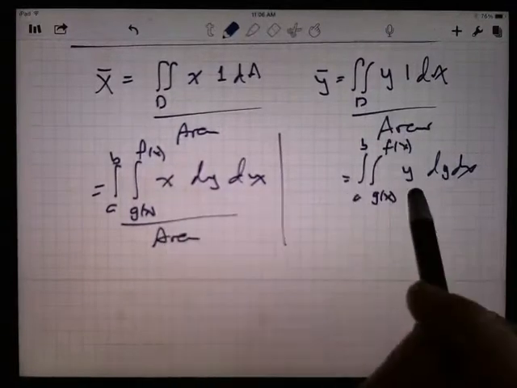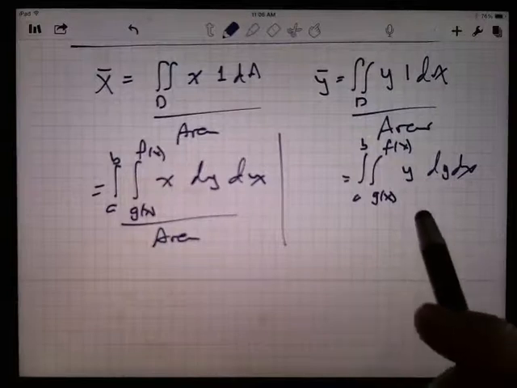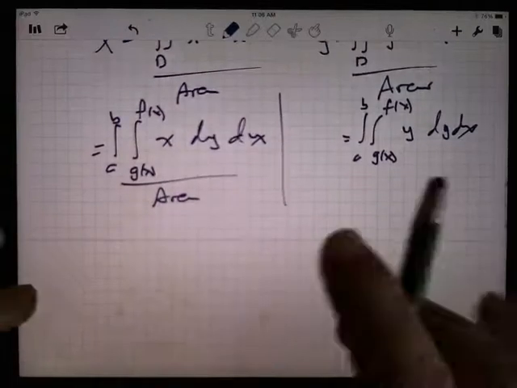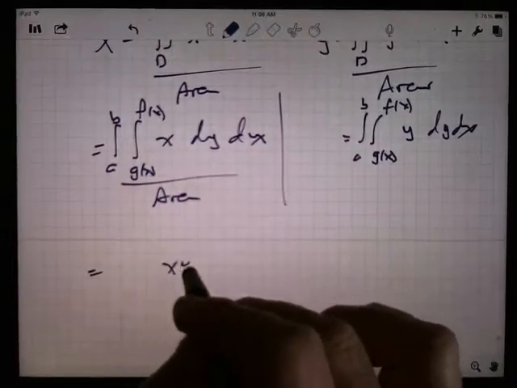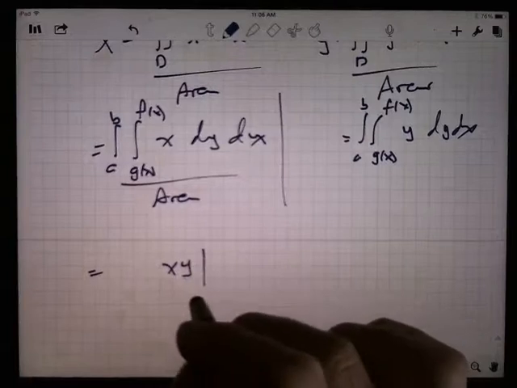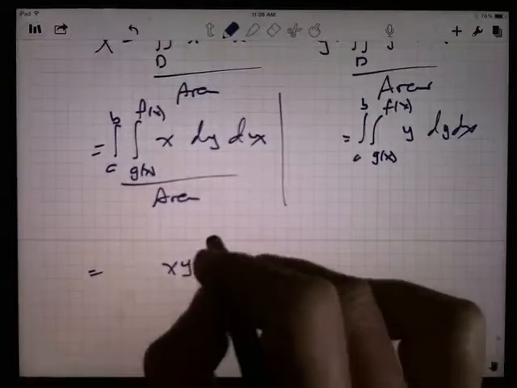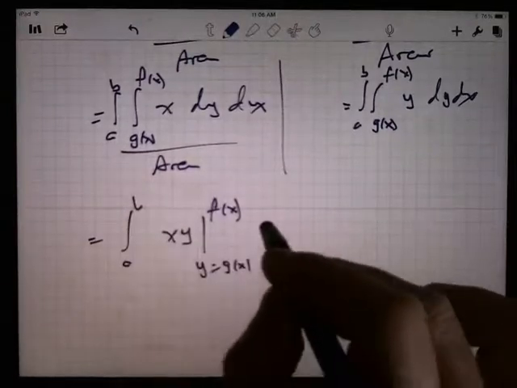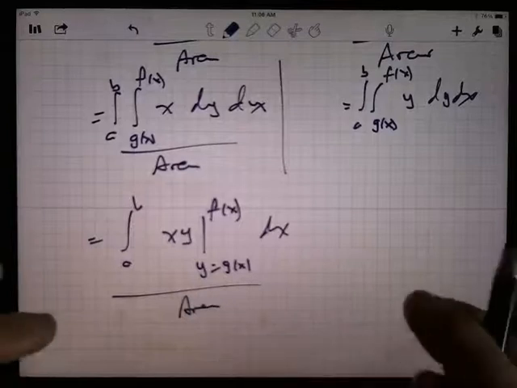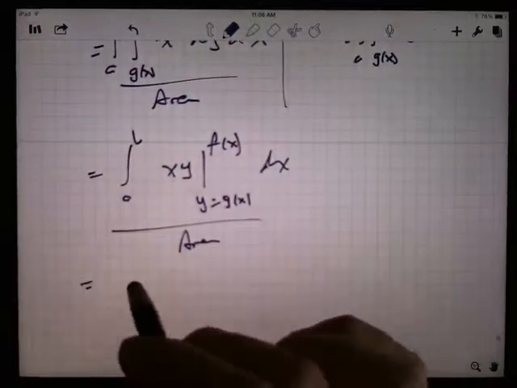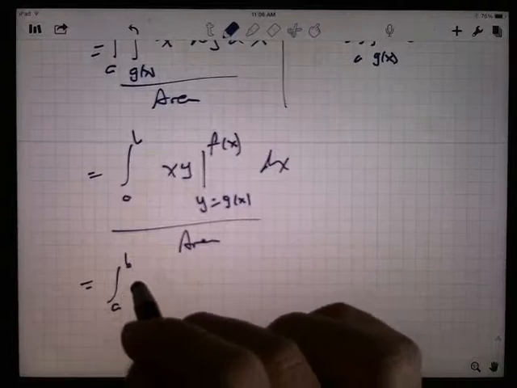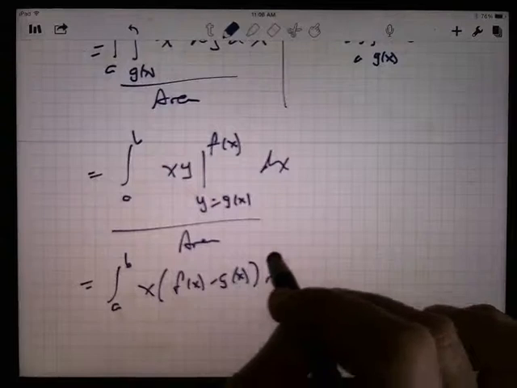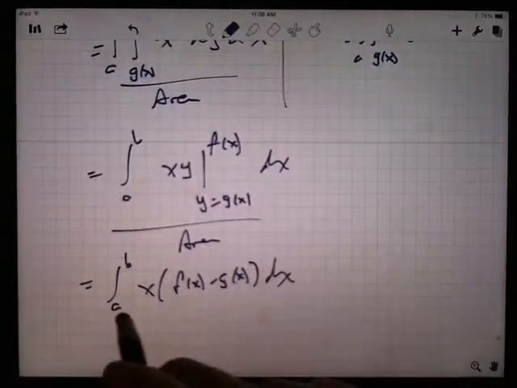The integrals look very similar, but when you actually do that integral, we're integrating with respect to y first. Well, integrating x with respect to y just looks like x times y, and you're evaluating y between g of x and f of x, right? There's still the integral from a to b dx. There's still the area that you're dividing by, but this looks now like the integral from a to b of x times f of x minus g of x. That's the formula we had in Calc 2.